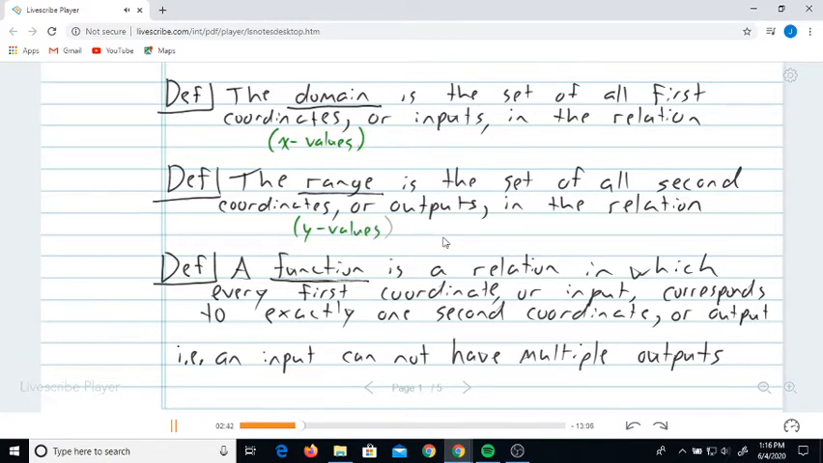Now, a function is a very special type of relation in which every first coordinate or input corresponds to exactly one second coordinate or output. So in other words, an input cannot have multiple outputs. So each input has a singular output.